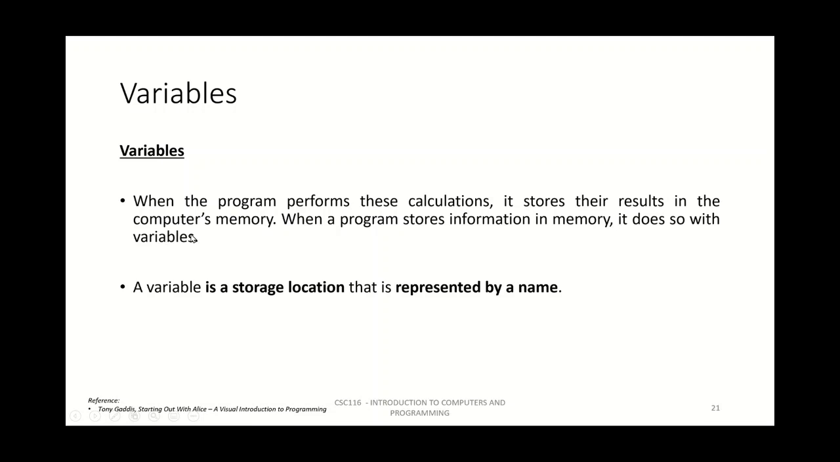So what is a variable? A variable is actually the location that we store a value. When we perform some calculation, basically the calculation will be stored in the computer memory. The variable also will be stored in the computer memory. So a variable is actually referring to the storage location that we store a value, and this variable is basically represented by a name. So we can give a name to our variable.